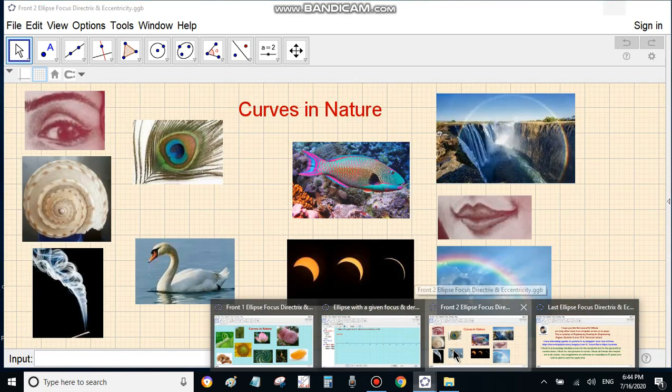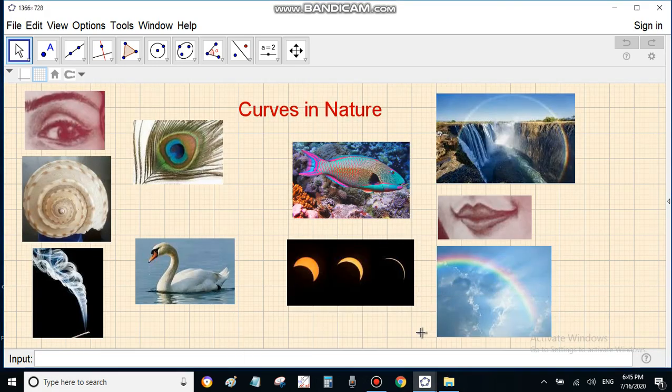Another set of curves in nature. The animals are not far behind the vegetation. See the beautiful fish, the neck of the swan, the seashell, the eyes and lips of a beauty. And you have got non-living things like a full rainbow in the Niagara Falls, the rainbow over here, the smoke trail, the feather of the peacock, and the moon showing different phases during eclipse.